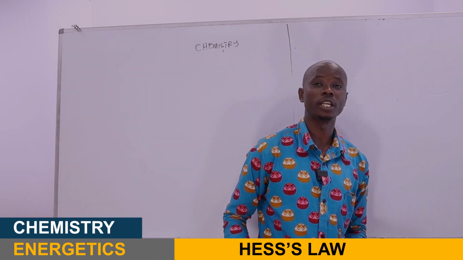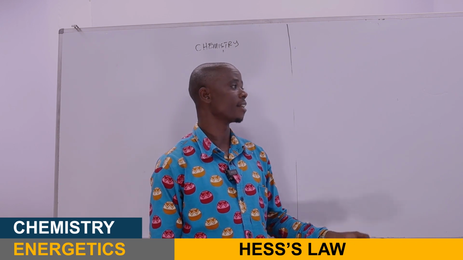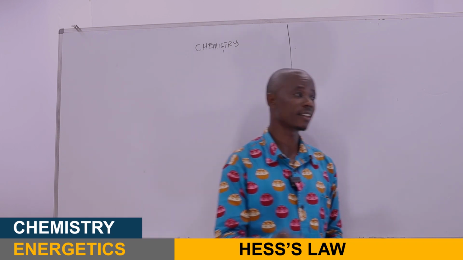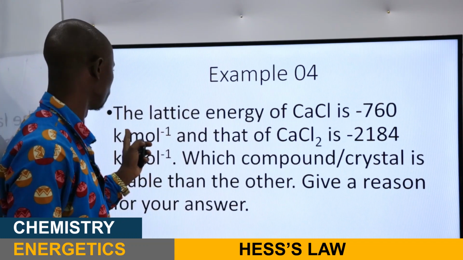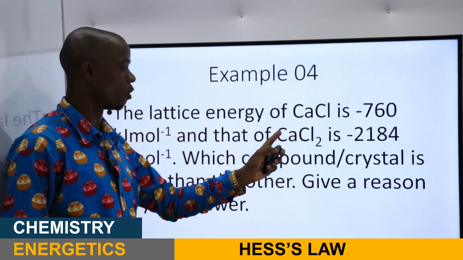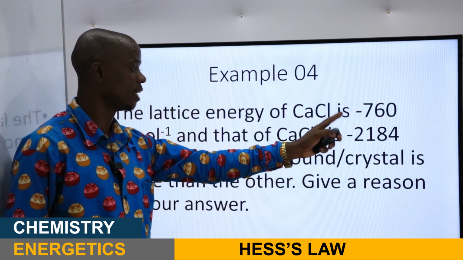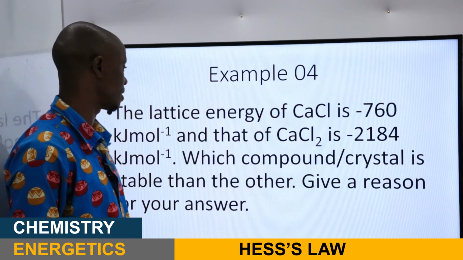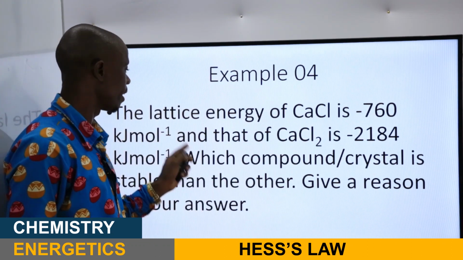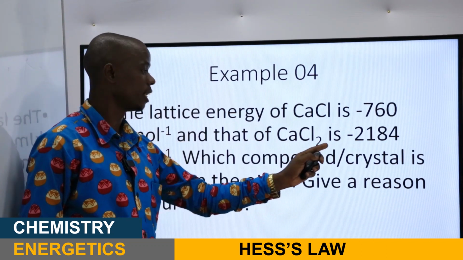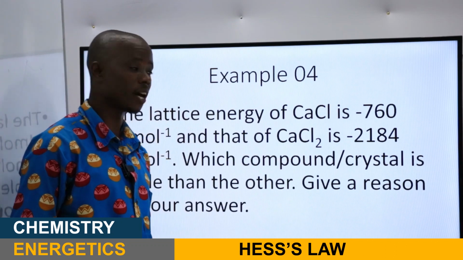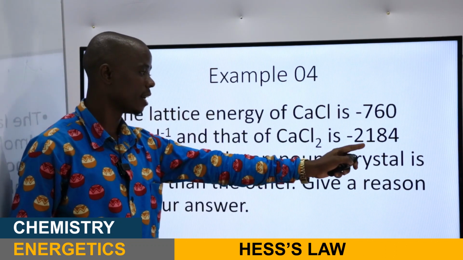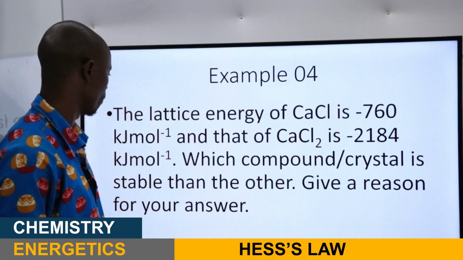Now, my dear student, we have another example here. The lattice energy of calcium chloride is given as negative 760 kilojoules per mole. And that of calcium chloride is negative 2,184 kilojoules per mole.